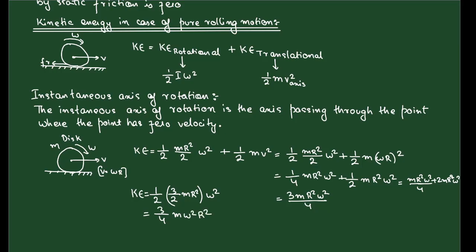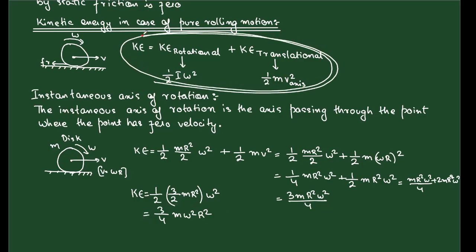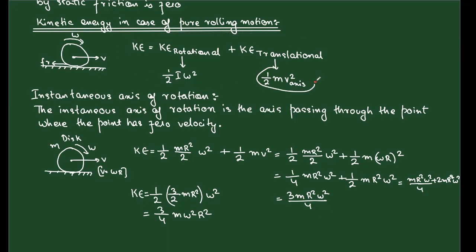Now look at the results. Isn't the kinetic energy that I obtained from taking the axis at the center of the wheel and the kinetic energy obtained from taking the axis at the point of contact the same thing? Both are the same. So it doesn't matter where you take the axis of rotation as long as you remember this formula: kinetic energy is equal to rotational kinetic energy plus translational kinetic energy, and the translational kinetic energy is nothing but half into m into velocity of axis square. Okay, till then you are fine.